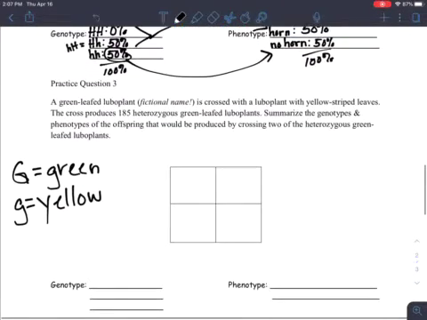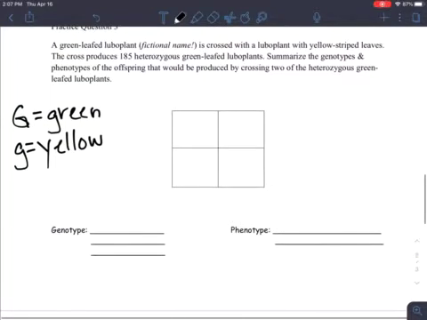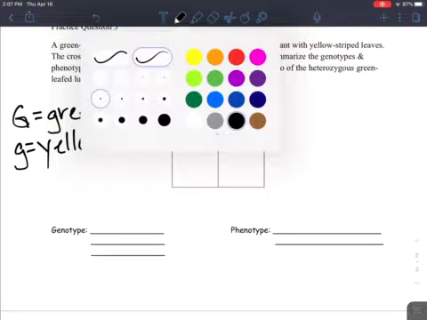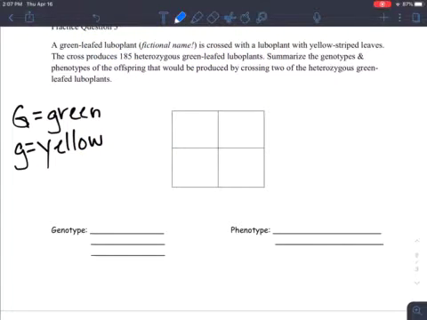Now I'm going to scroll on down to my green leaf Lubo plants. This again is a little bit more complicated wording. Remember, your worksheet won't be this bad. So this first sentence tells me I have green leaf crossed with a yellow striped leaf plant. It produces all green leafed plants. That means that green is dominant, so I have big G is green, little g is yellow.